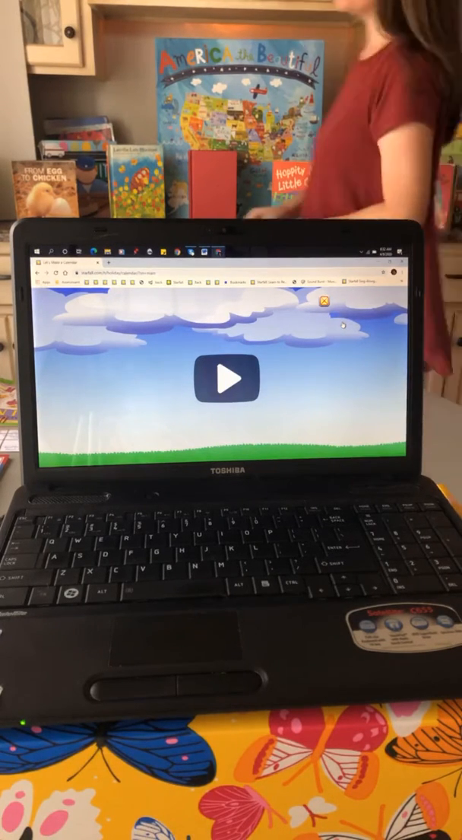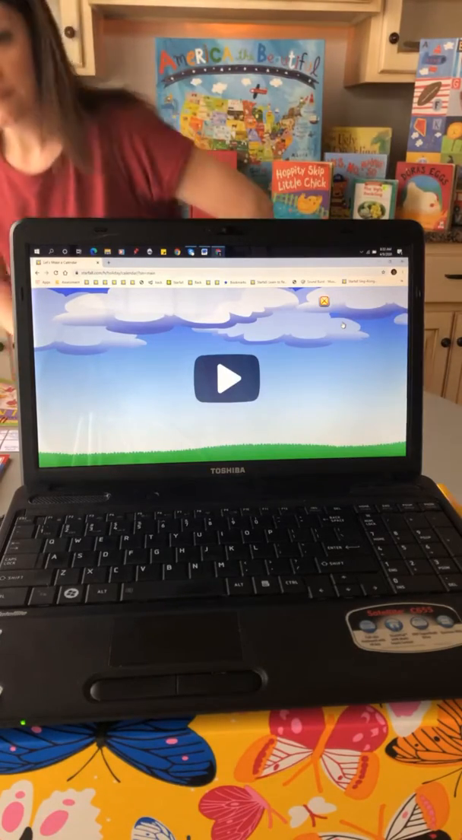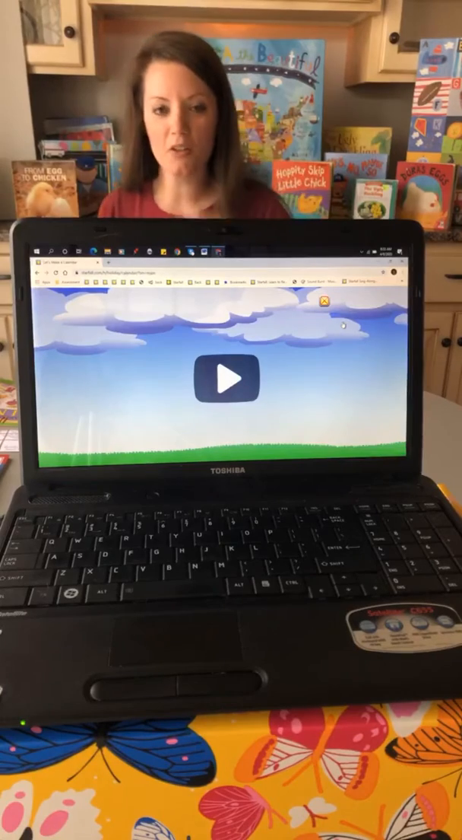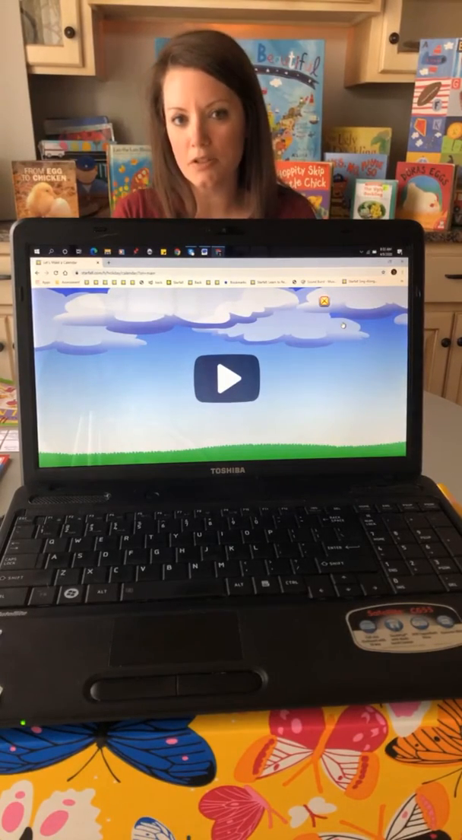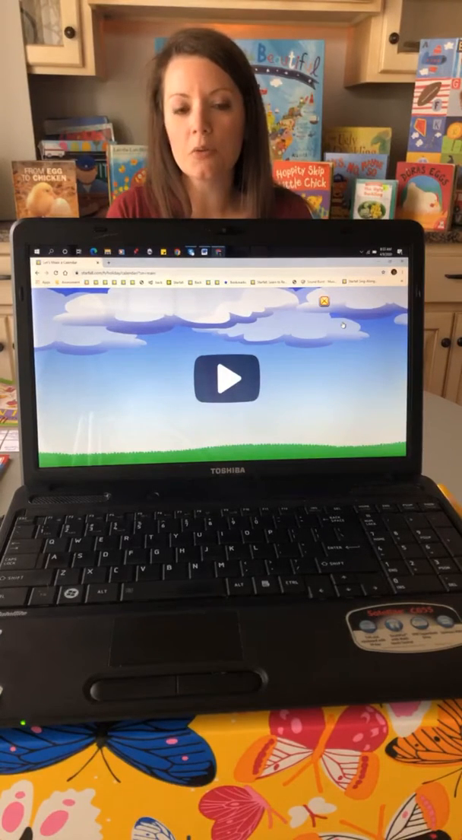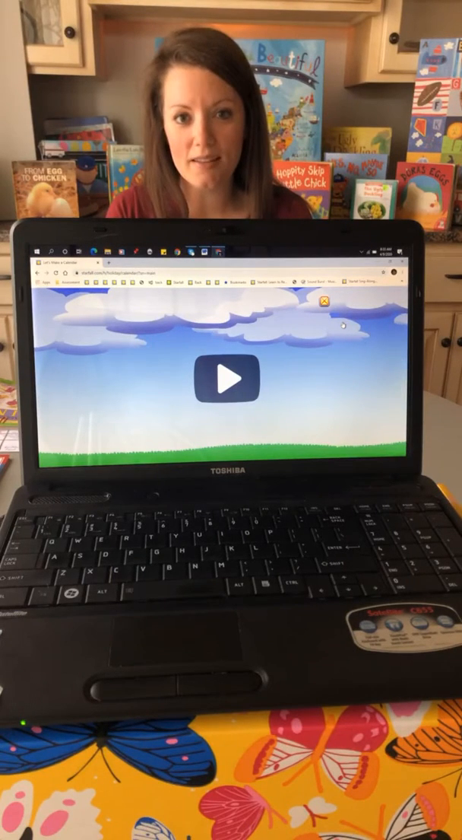Good morning, everybody. Can you believe it's already Thursday? I hope you've had a good week. Going back over your letters and sounds and sight words and numbers and counting and showing your parents and your adults with you everything that you already know. It's been a good week, hasn't it?